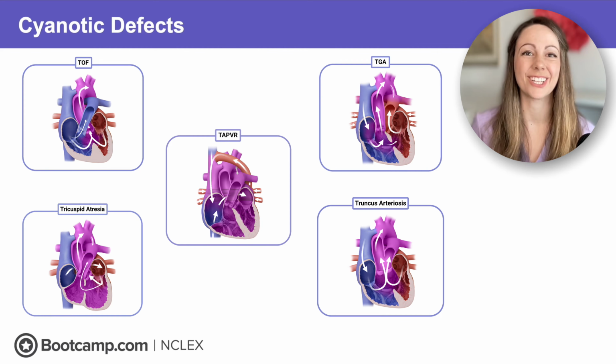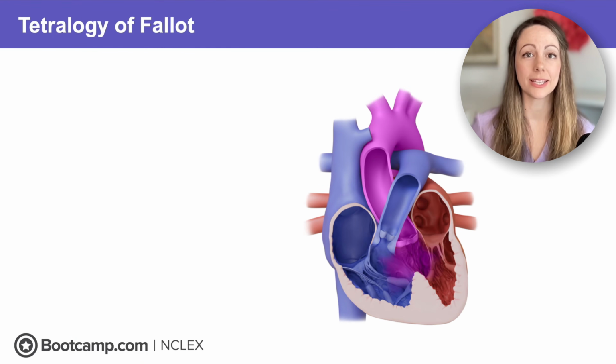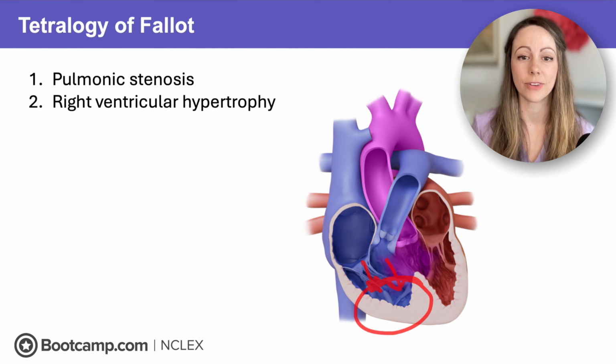So we're going to focus on transposition of the Great Arteries and Tetralogy of Fallot because they're super testable on the NCLEX, so pay attention. Tetralogy of Fallot has 4 defects, hence the name TET, which means 4. Pulmonary stenosis is when the pulmonary valve gets hard and stiff. Therefore, blood cannot easily go to the lungs, and instead, that blood builds up in the right ventricle. In the right ventricle, it builds up pressure and causes right ventricular hypertrophy.